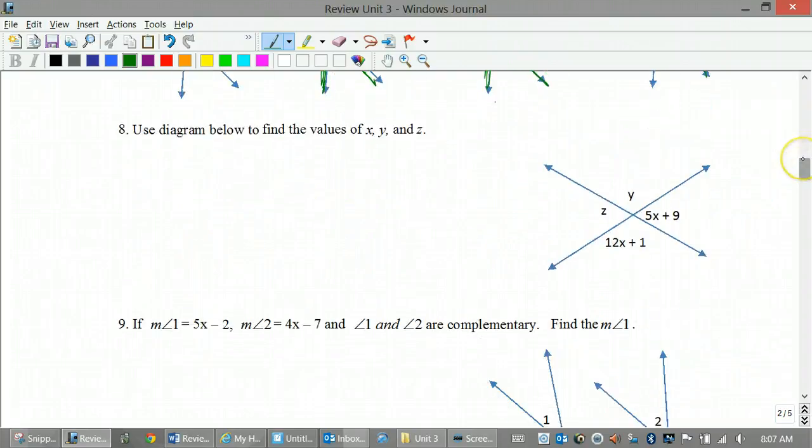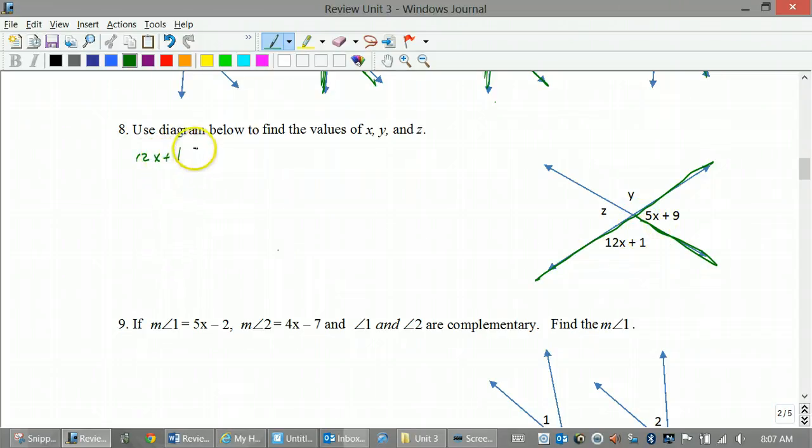Alright, let's crank out this one. Find the values of x. Notice we've got a few equations we can get. These are vertical angles, so y equals 12x plus 1. We've got another vertical pair there, z equals 5x plus 9, but they're not the same variables, so that makes it a little bit trickier. But we do notice that x is in both of these two angles right here, and those two angles make up a linear pair, so we can crank this out.